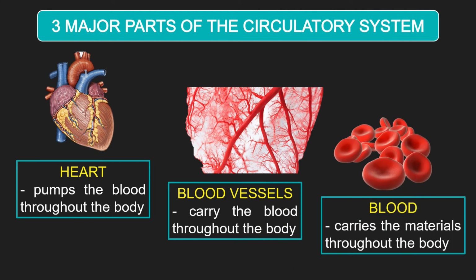Now let us tackle the three major parts of the circulatory system. We have the heart, blood vessels, and blood. For the heart, it pumps the blood throughout the body. Blood vessels carry the blood throughout the body. Blood carries the materials throughout the body.